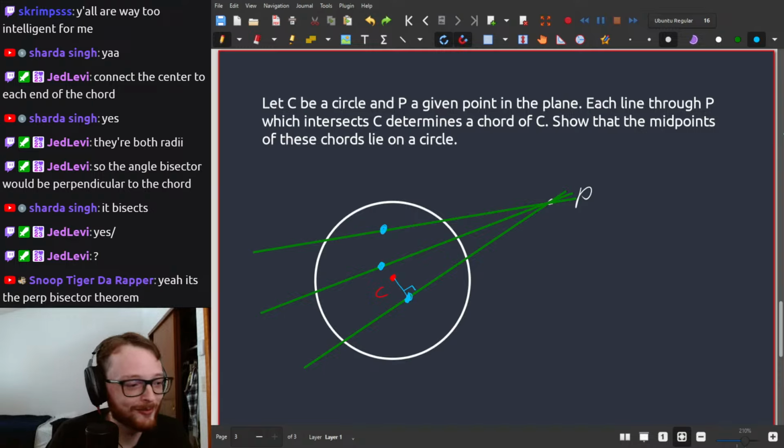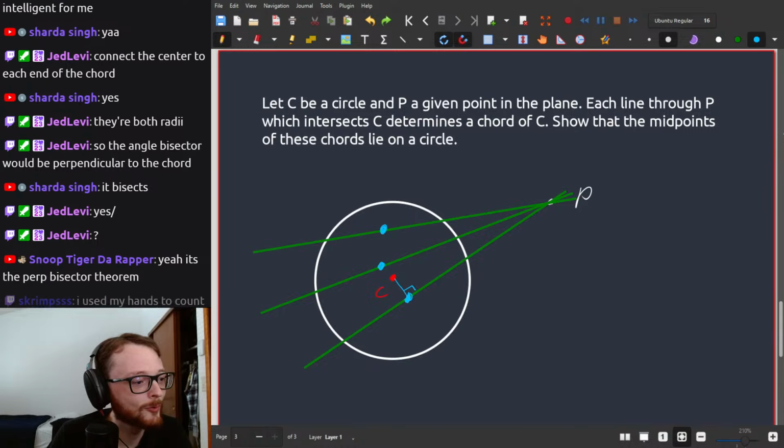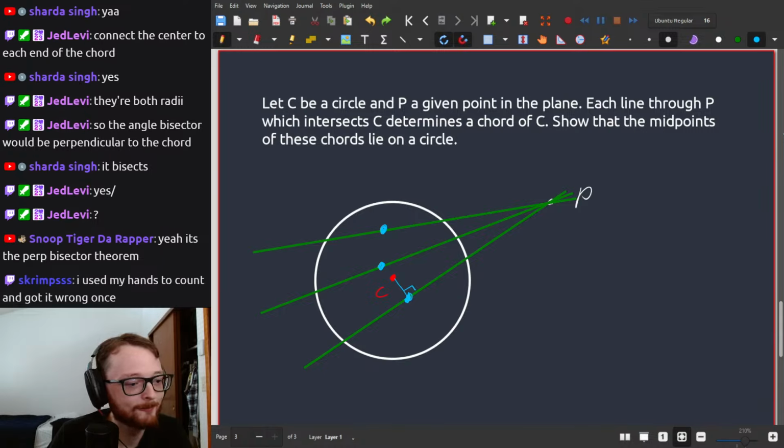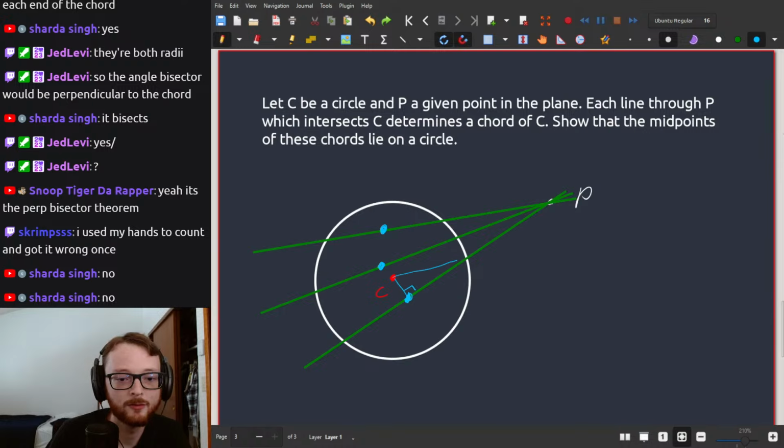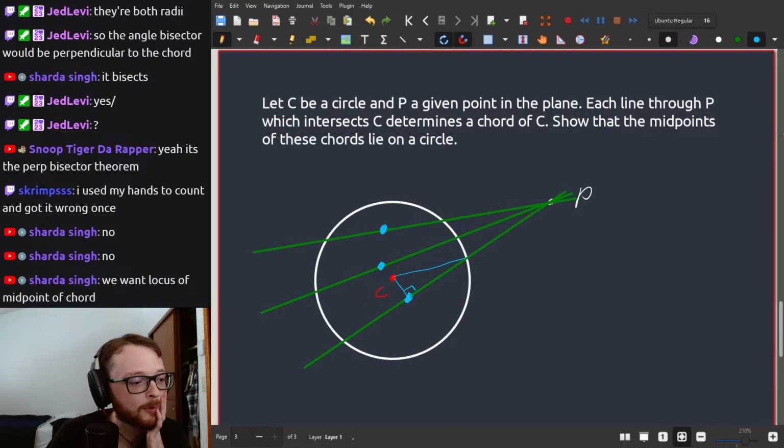Perpendicular bisector theorem. Oh, I guess that's appropriately named. Okay, so that's a thought there. Sharda wants to apply Pythagoras to get the locus. Are we Pythagorasing all the way to P? If we're gonna guess that P is the center of the circle? No. So we're gonna Pythagoras, I assume, just to the edge of the circle then. We want the locus of the midpoint of the chord.